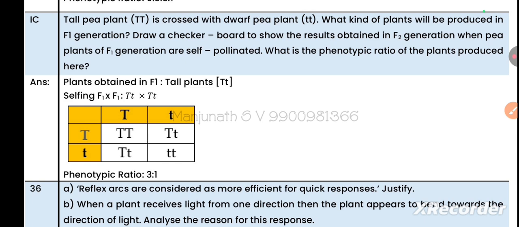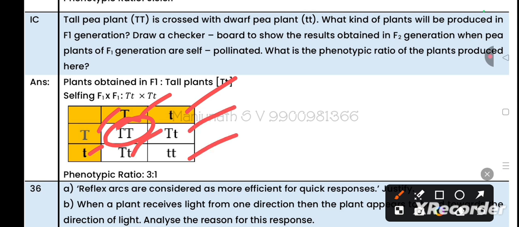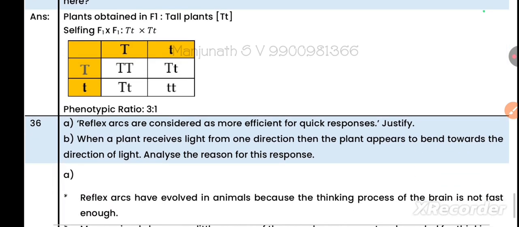Plants obtained in F1 are tall pea plants, capital T, small t. Selfing, F1 into F1, capital T, small t. Then in the checkerboard, say capital T, small t. Pure tall, impure tall, and dwarf. Then the phenotypic ratio is 3:1 and the genotypic ratio is 1:2:1, because 1 pure tall, 2 impure tall, 1 dwarf.